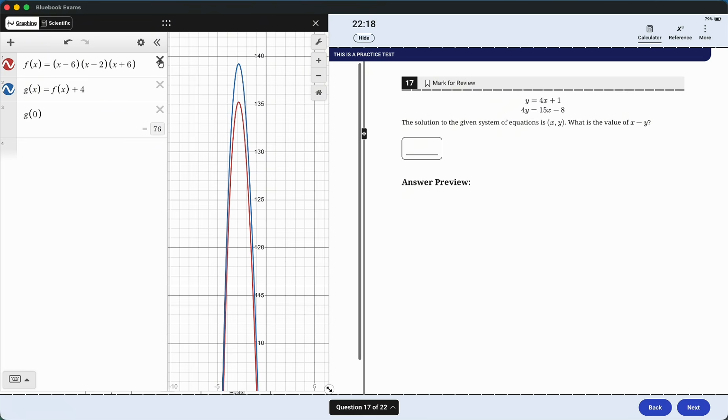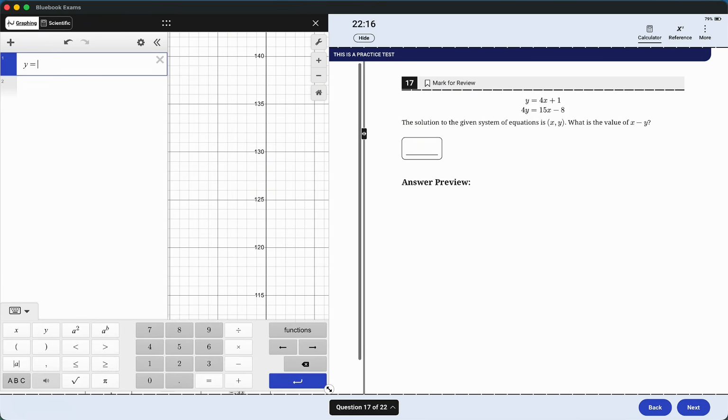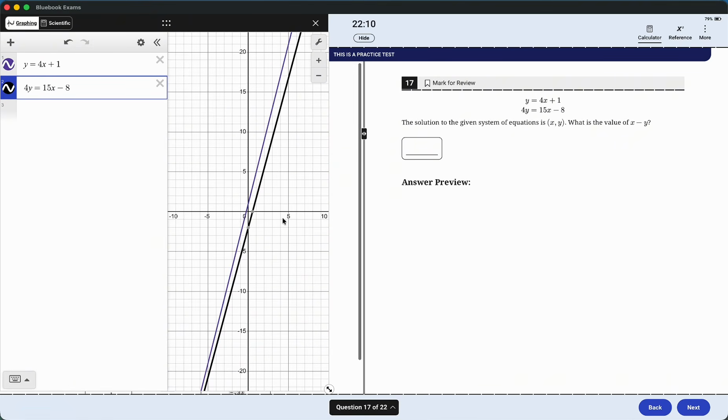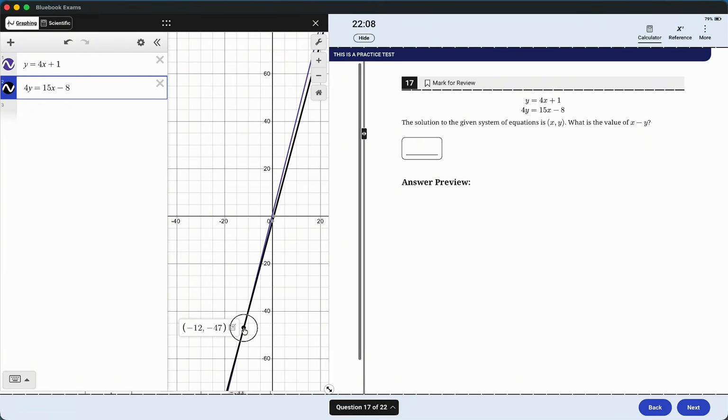Next one here, another systems. We saw this before. These are freebies. Just throw that into Desmos. Here it is, 4y equals 15x minus 8. Let me reset my zoom. Where do they intersect? Here's where they intersect. Always be careful to read the very last question of a system. Sometimes they want x, sometimes they want y, sometimes they want you to do something with x and y. Here we got to do x minus y.